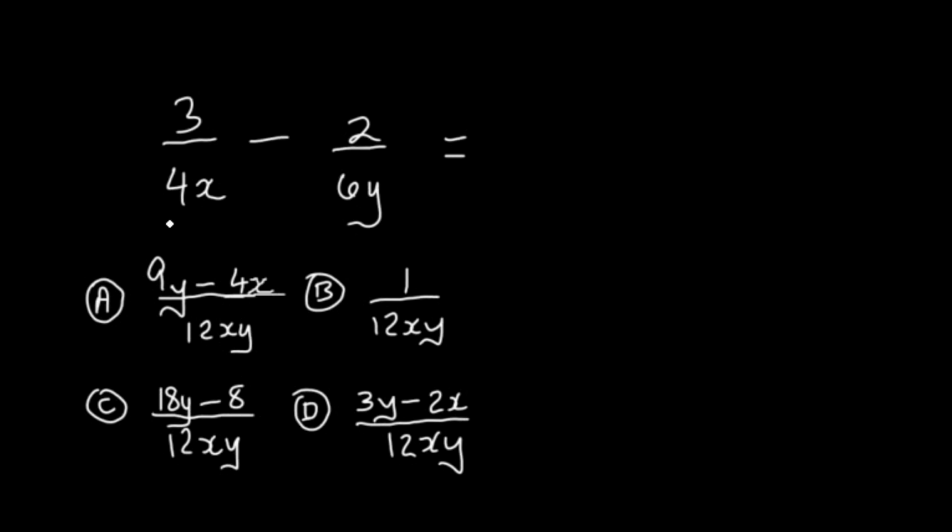The LCM of the coefficients, 4 and 6, is 12 because 12 is the lowest number that 6 and 4 can enter without a remainder. The multiples of 6 are 6, 12, 18.